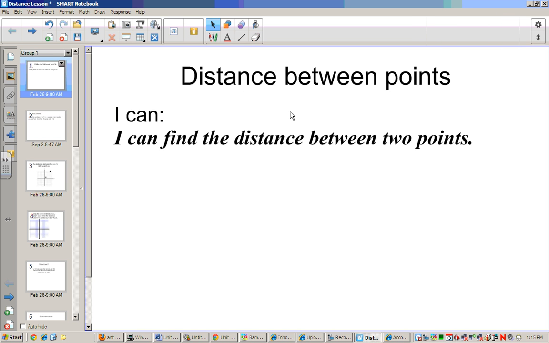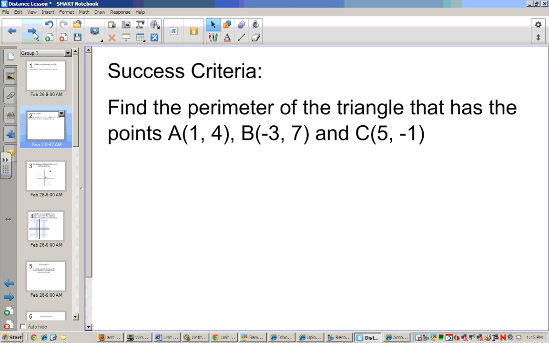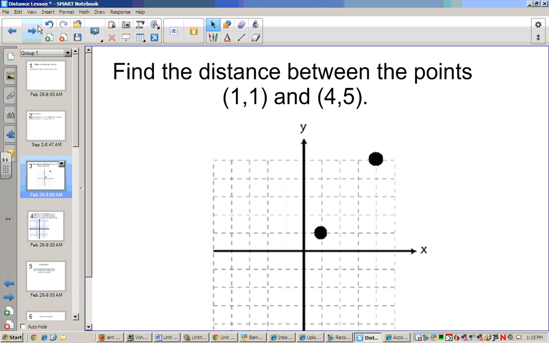Hello, the goal of today's lesson is finding distance between points. And the success criteria: you'll know you've accomplished it when you're able to find the perimeter of a triangle that has these 3 points. So let's start from the beginning. Let's find the distance between the point 1, 1 and 4, 5.